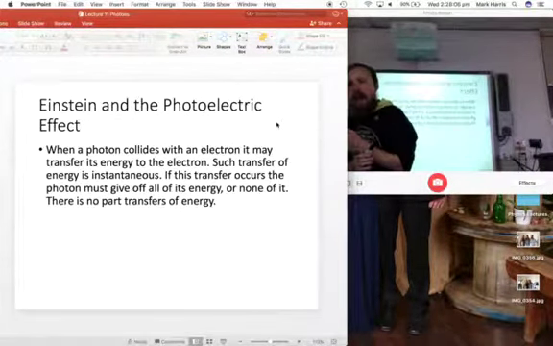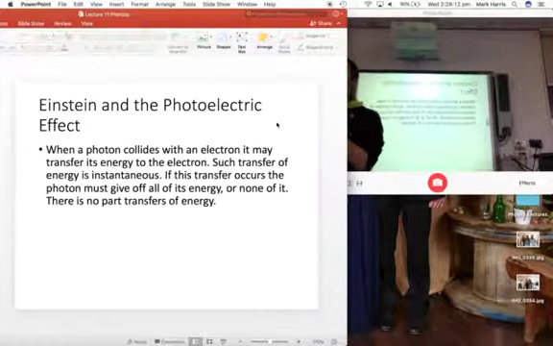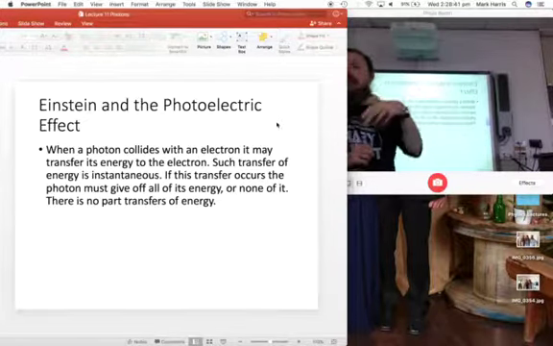When a photon collides with an electron, it may, not definitely has to, it may transfer its energy to the electron. Such transfer of energy is instantaneous. It happens straight away. It's like if I throw a tennis ball at you and it hits your head. The collision happens instantaneously. It doesn't happen over an hour. The energy goes into your head and the ball bounces off instantaneously.